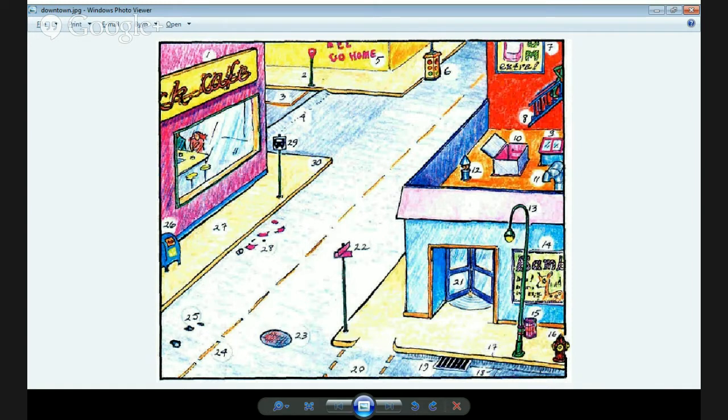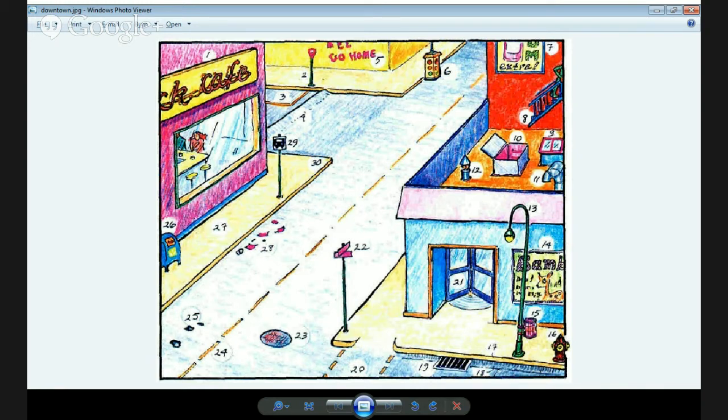Maybe it's the parking lot. Almost. We don't say lot here because it's not an empty space. It's a street. But you're right. It's for cars. So we say number 3 is a parking space. Ah, okay. Parking space. Okay.